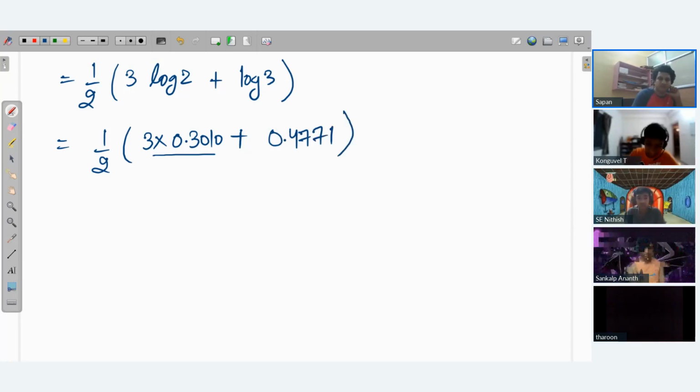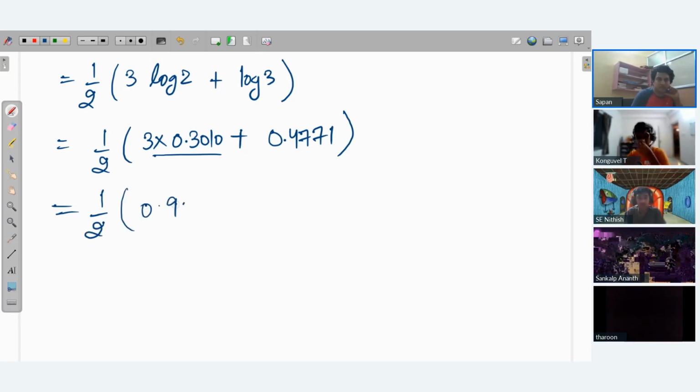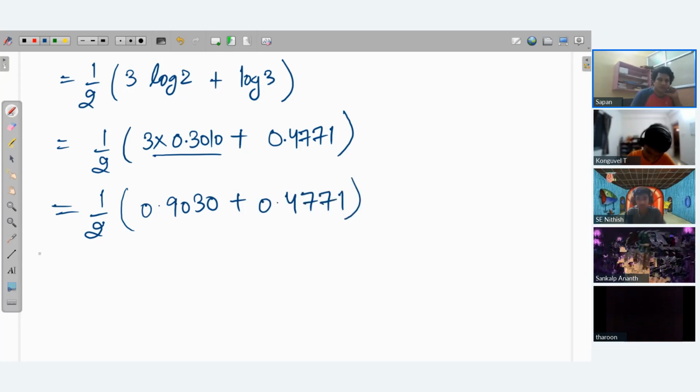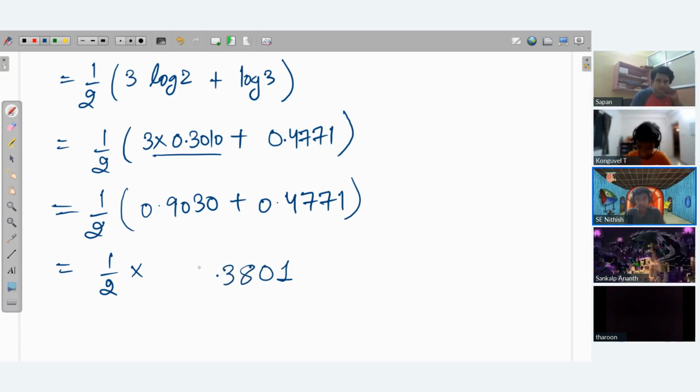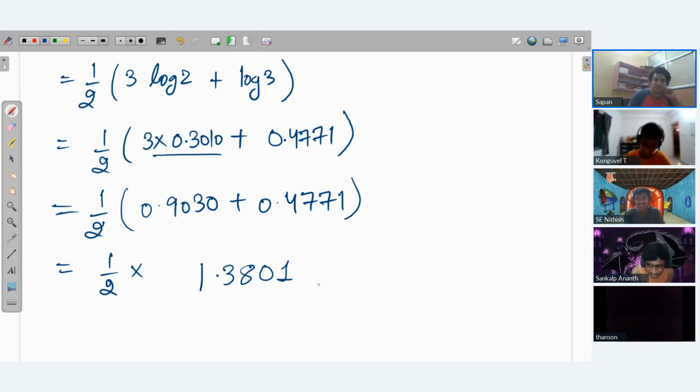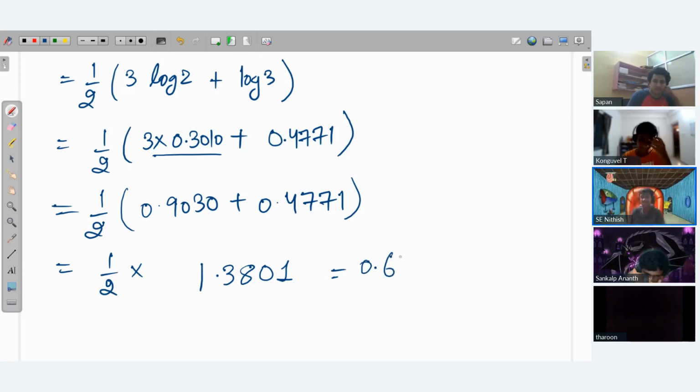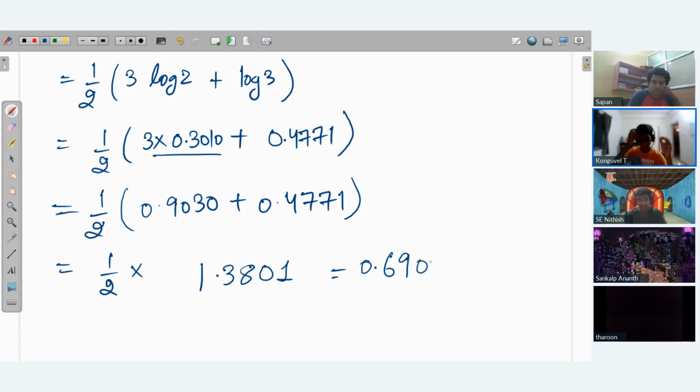What do we do first? Multiplication. This means it is equal to 0.9030 plus 0.4771. Now addition will give you 1.3801, and division by 2 will give you 0.69. I was almost correct, sir. I forgot the division part.